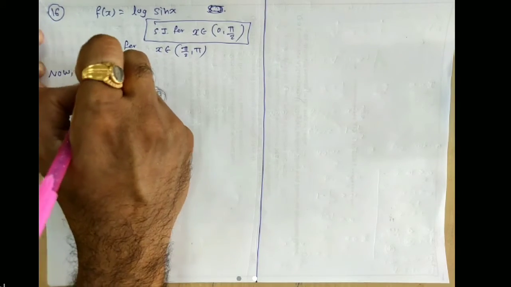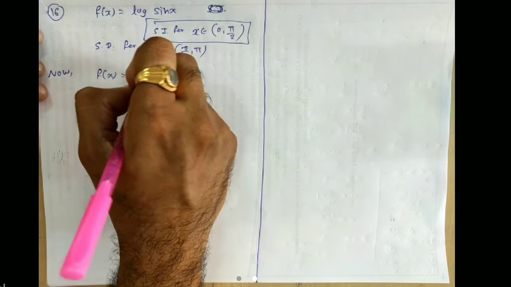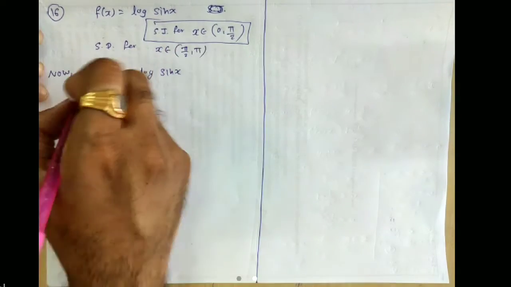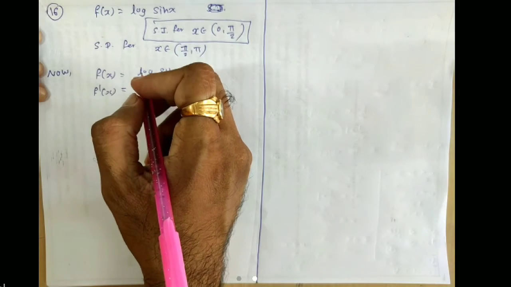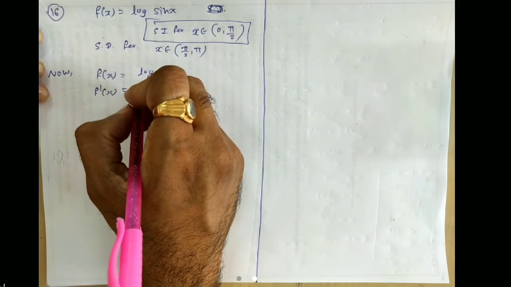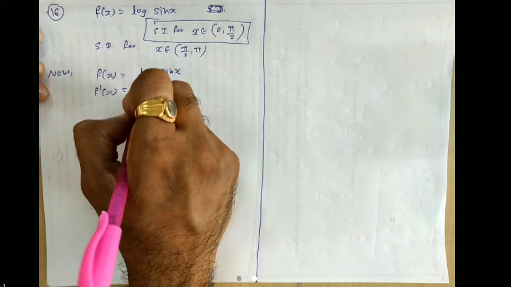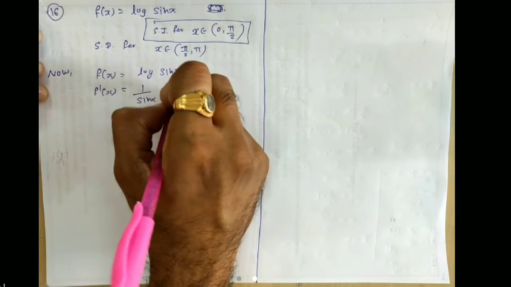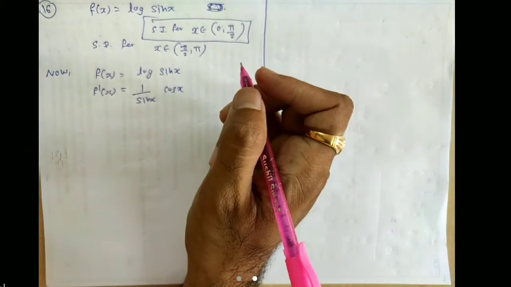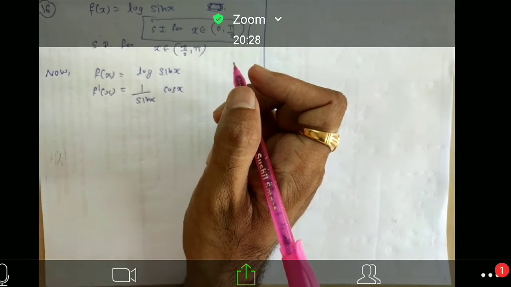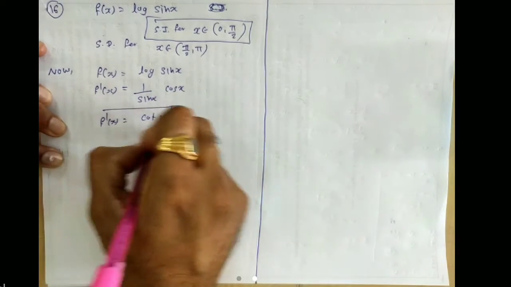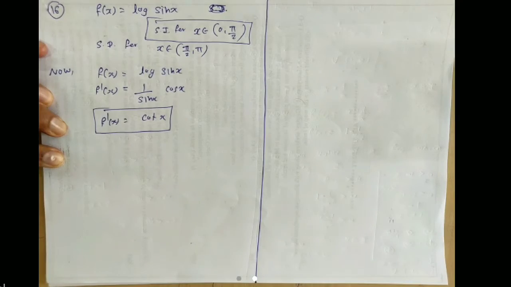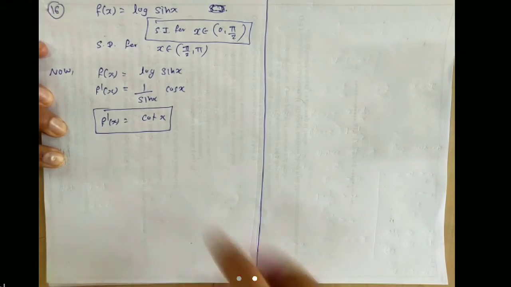So now again we will start with the given function f of x equal to log of sin x. Differentiate on both sides with respect to x. That statement you have to write. So f dash x is equal to 1 upon sin x into differentiation of sin x, which is cos x. So our f dash x is cot x, or we can write cos x by sin x.